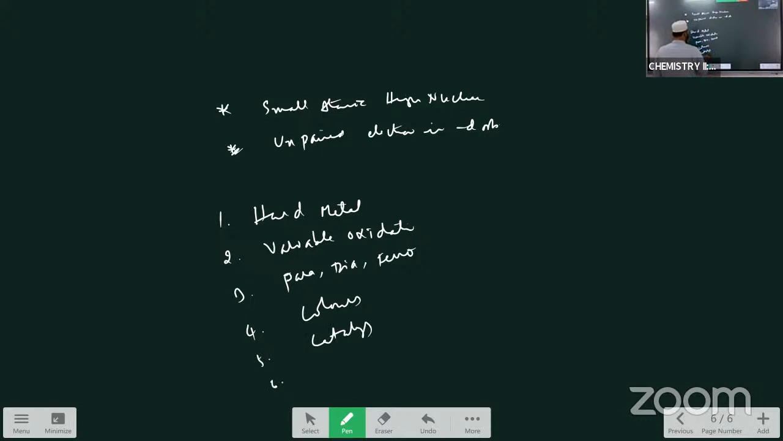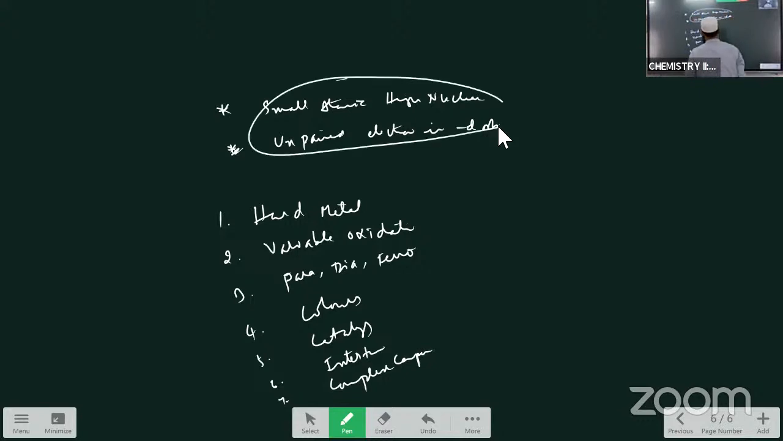These form interstitial compounds. These form complex compounds. These are the special properties exhibited by these d block elements or transition elements. These are hard metals with high melting and boiling point values. These exhibit variable oxidation state, paramagnetism and ferromagnetism, and colors. These are used as catalysts, form interstitial compounds, and form complex compounds. Due to these reasons, these exhibit this special type of properties.